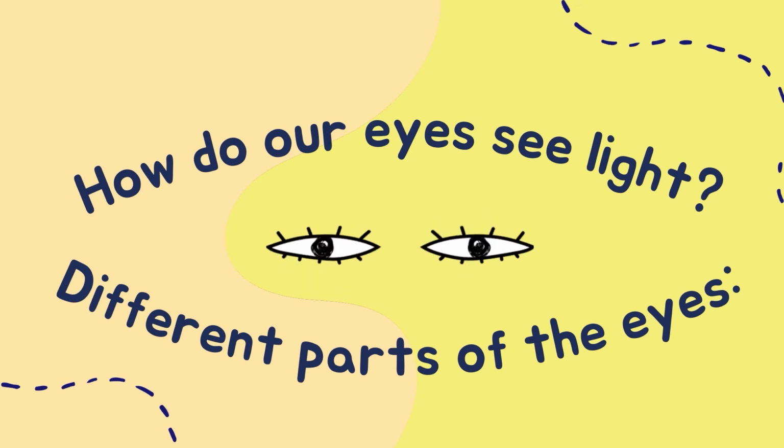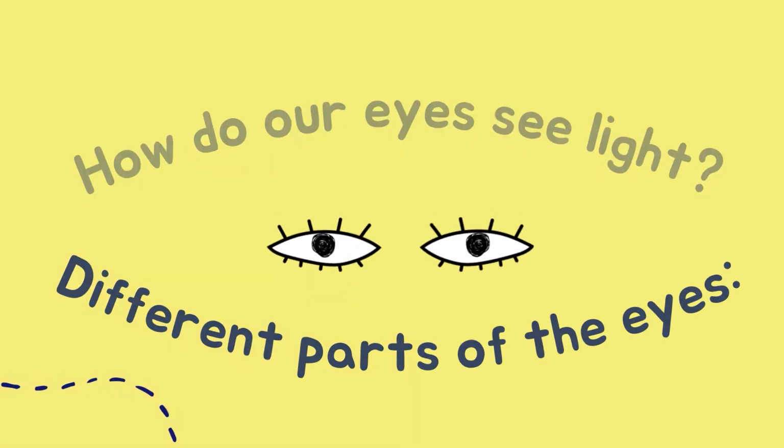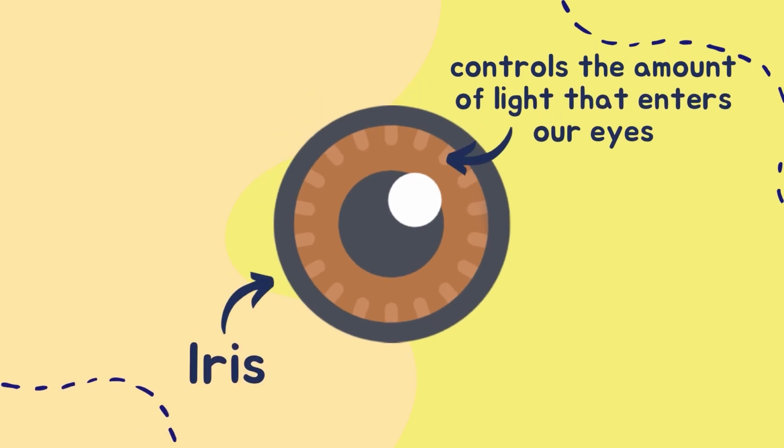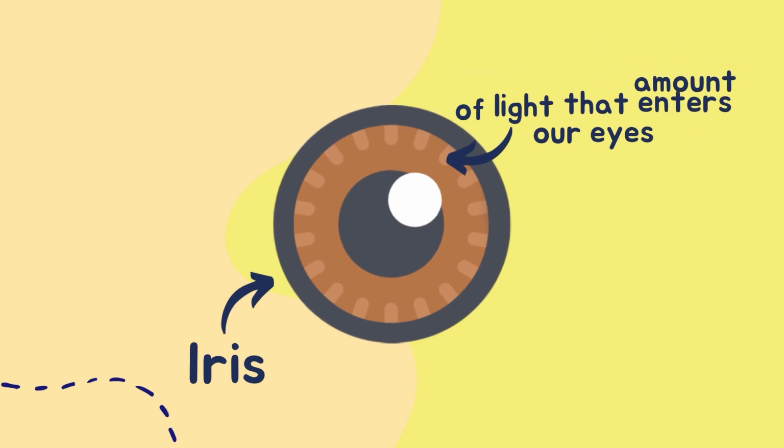Have you ever wondered how our eyes are structured to see light? There are different parts to our eyes. There's the iris. The iris controls the amount of light that enters our eyes. The iris also determines the color of our eyes.